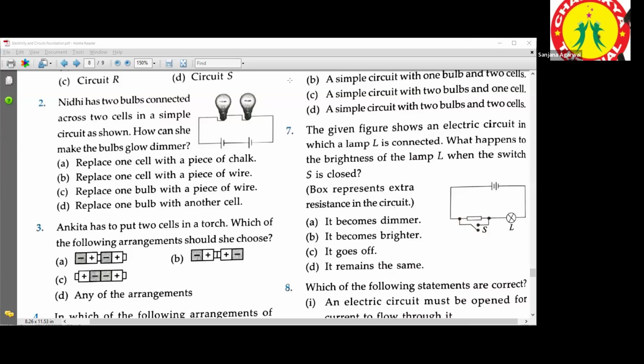Can other students think about this question? Because the question says, how can she make the bulbs glow dimmer? So if we understand well, we cannot replace the bulbs, because we have to make it glow dim. So definitely we have to replace the cells only, now with a chalk or a piece of wire.